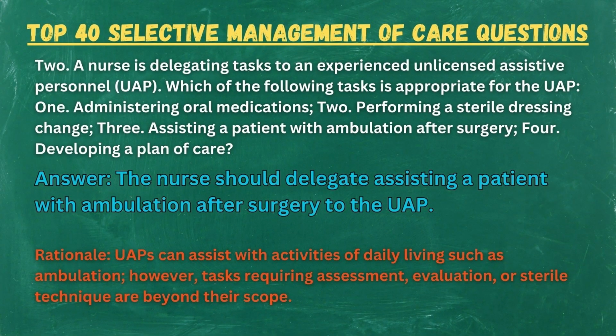2. A nurse is delegating tasks to an experienced, unlicensed assistive personnel, UAP. Which of the following tasks is appropriate for the UAP? 1. Administering oral medications. 2. Performing a sterile dressing change. 3. Assisting a patient with ambulation after surgery. 4. Developing a plan of care?